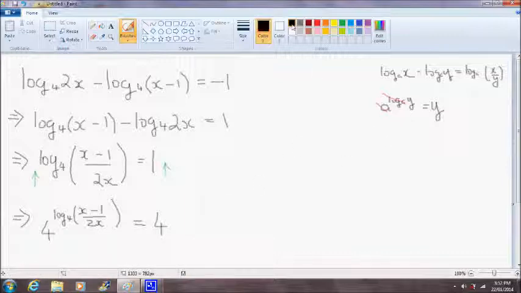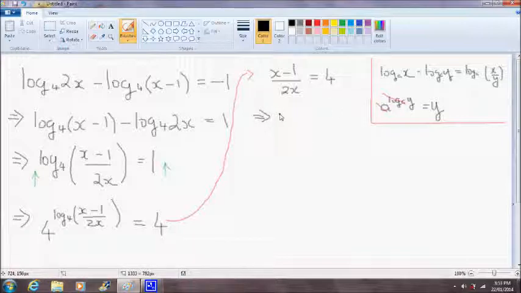So what we end up with is, I'll draw a little separator here and I'll bring our problem up to the top. So that will mean x minus 1 on 2x is equal to 4. So now it's a matter of algebraically manipulating this equation. Let me times both sides by 2x. That will get rid of the 2x on the left hand side, and I'll be left with 8x on the right hand side.